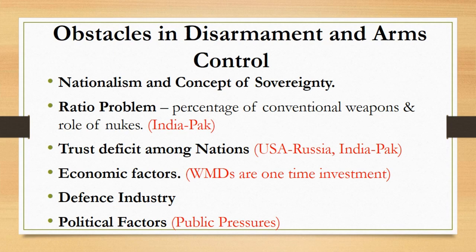Fifth one is the defense industry. There are defense factories of the big powers. They deal in weapons business. These factories give input to countries' economies. Therefore, these countries don't take interest in any step towards arms control and disarmament.